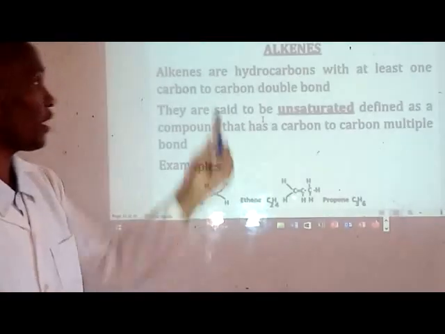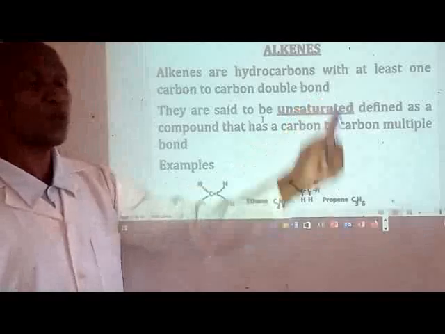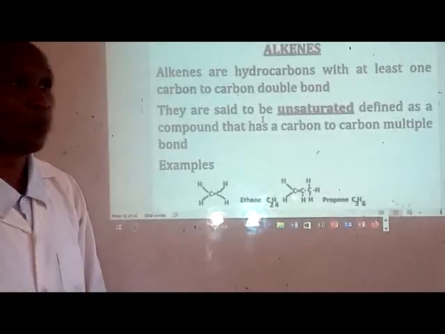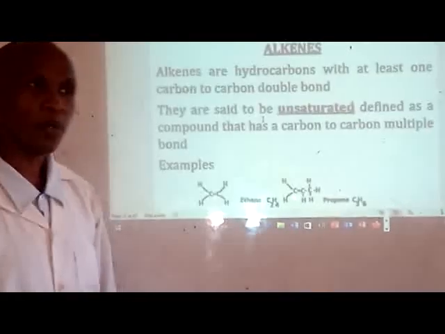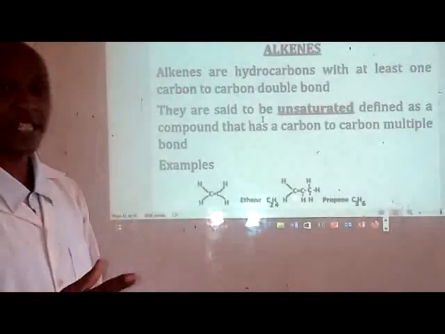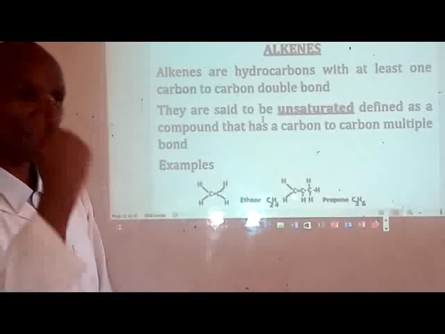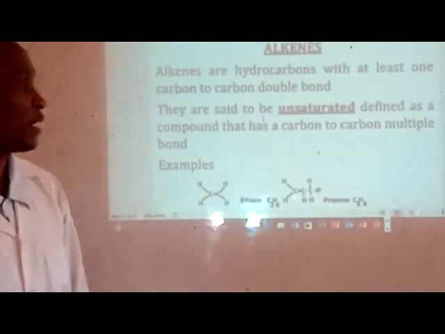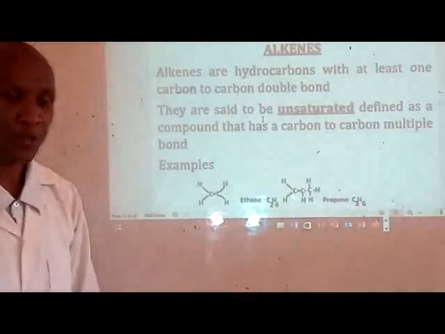What are alkenes? Alkenes are hydrocarbons with at least one carbon-to-carbon double bond. Not necessarily that all the bonds are double. If it has one, then it's an alkene. The rest can be single bonds. But if it has one, it becomes an alkene. So they are said to be unsaturated hydrocarbons.